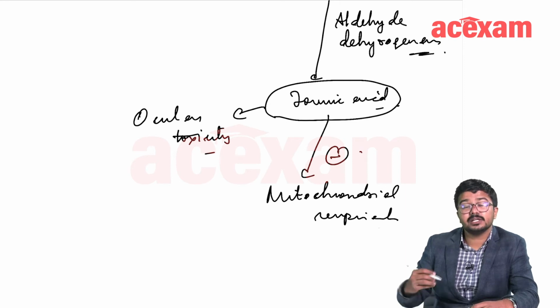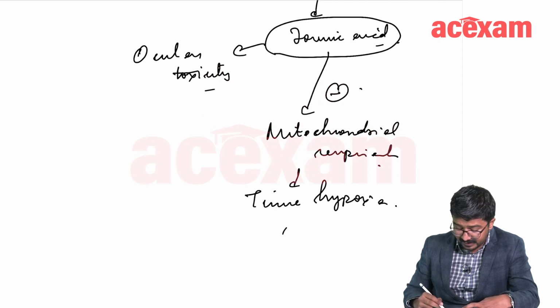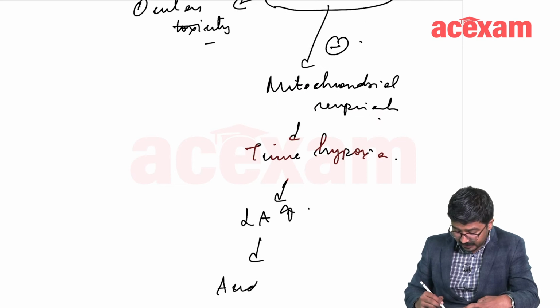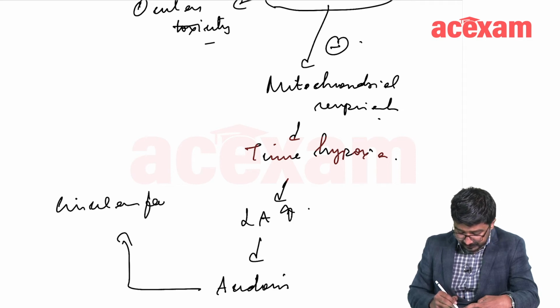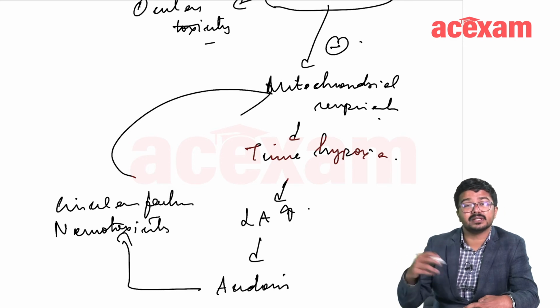So if it causes inhibition of the mitochondrial respiration, there will occur what is known as tissue hypoxia. If the tissue goes into hypoxia, the lactic acid level will be increasing. That means that acidosis will be occurring. With the acidosis, there will be circulatory failure, furthermore neurotoxicity, and the cycle will keep on repeating by itself.